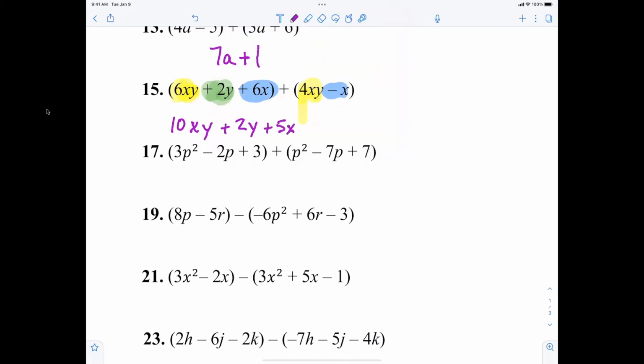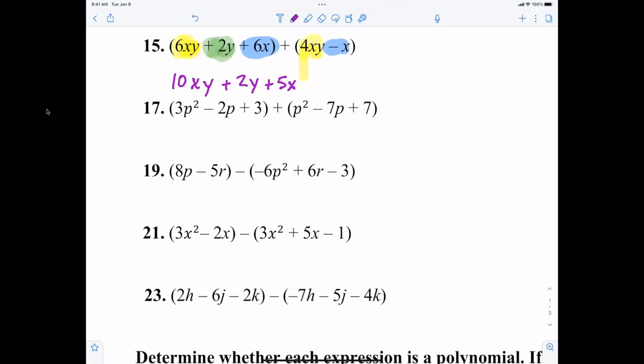Can we put any of those things together? No. 10xy is different than 2y. 2y is different than 5x. 5x is different than 10xy. You can't combine them unless they are exactly the same. So here we go with 17.